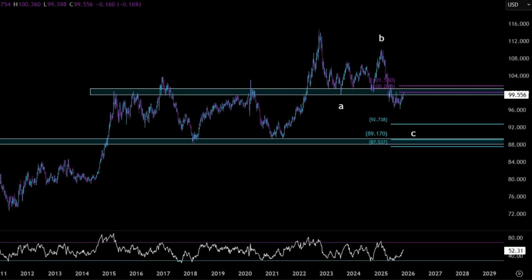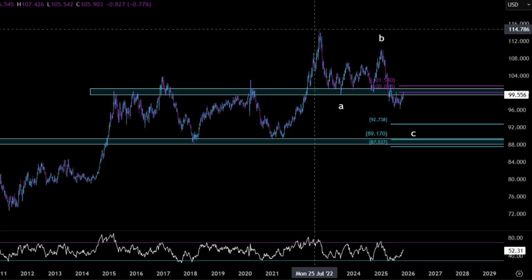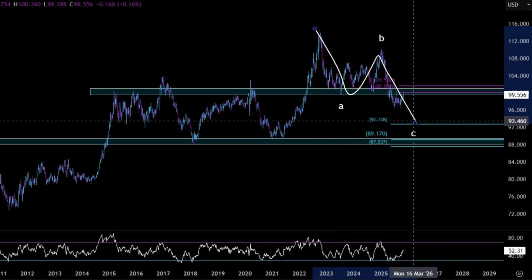All right, so this is the chart of the DXY at 99.55. This is the US dollar index, so it's the US dollar compared to a basket of major currencies around the world. And we're tracking a high confidence ABC move to the downside that began in 2022.